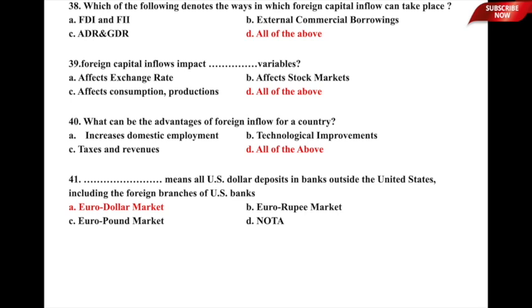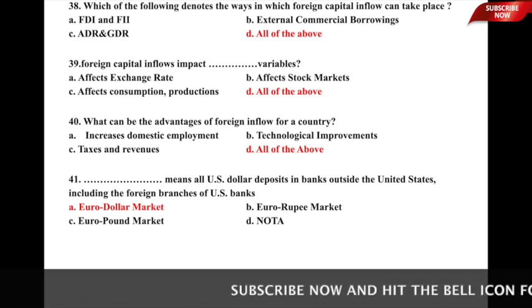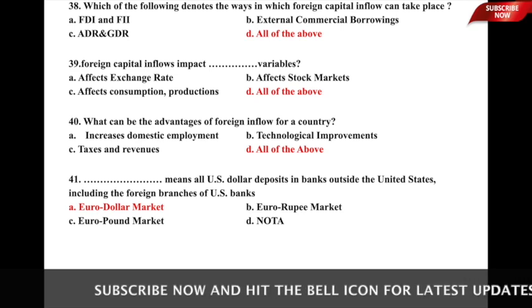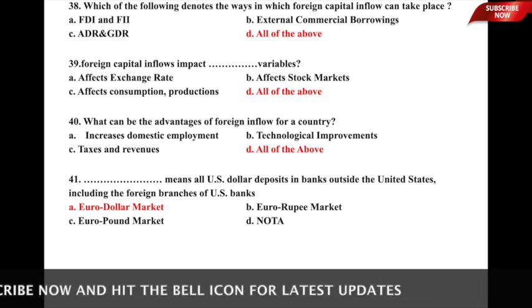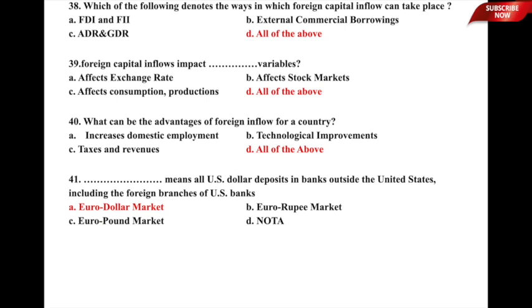Let us now move to the next question, which talks about foreign capital inflows. The question is: foreign capital inflows impact dash variables. The foreign capital inflows are impacting which variables? Option A affects exchange rate, B affects stock markets, C affects consumption and production, and D affects all of the above mentioned things, that is exchange rate, stock markets and consumption and production, also in a sense investments per se.